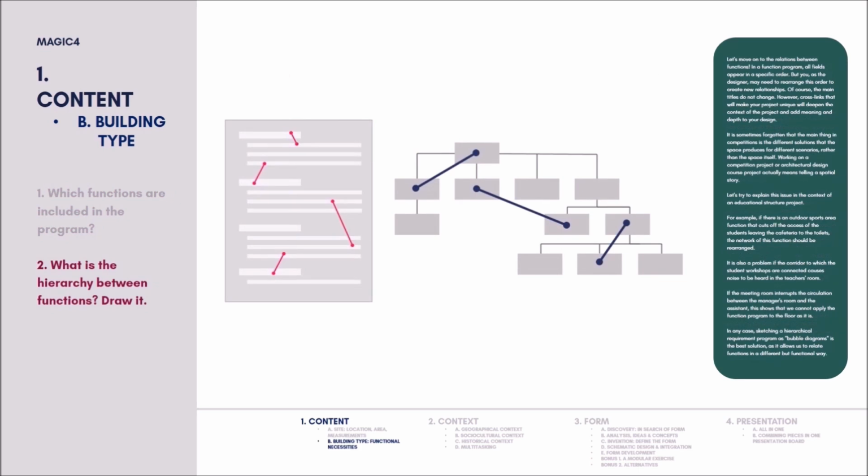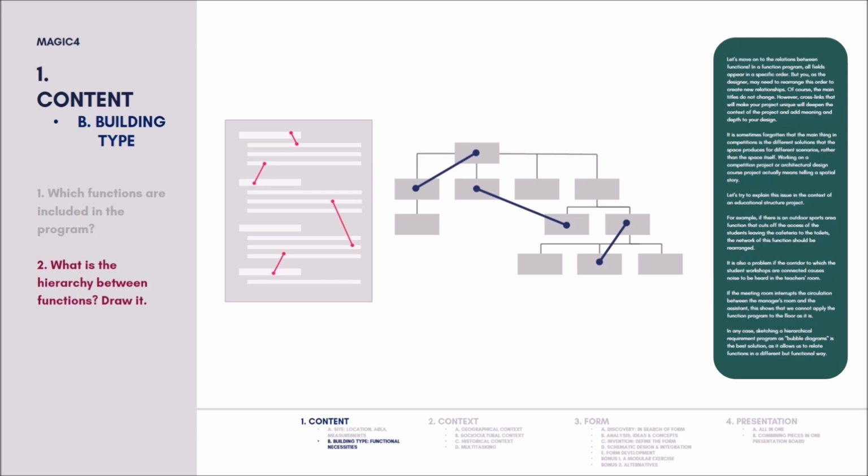B. Building type. Question 2. What is the hierarchy between functions? Draw it. Let's move on to the relations between functions. In a function program, all fields appear in a specific order. But you, as the designer, may need to rearrange this order to create new relationships. Of course, the main titles do not change.